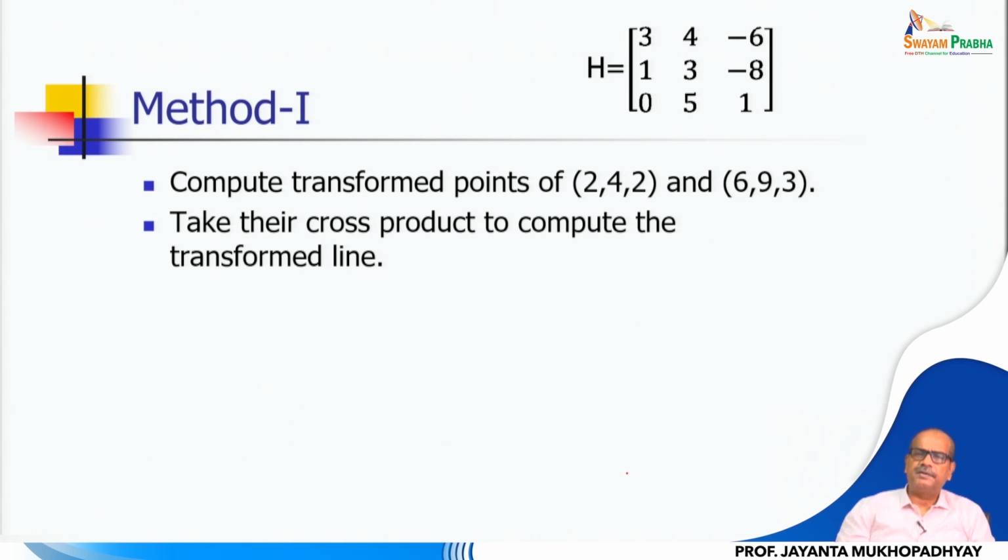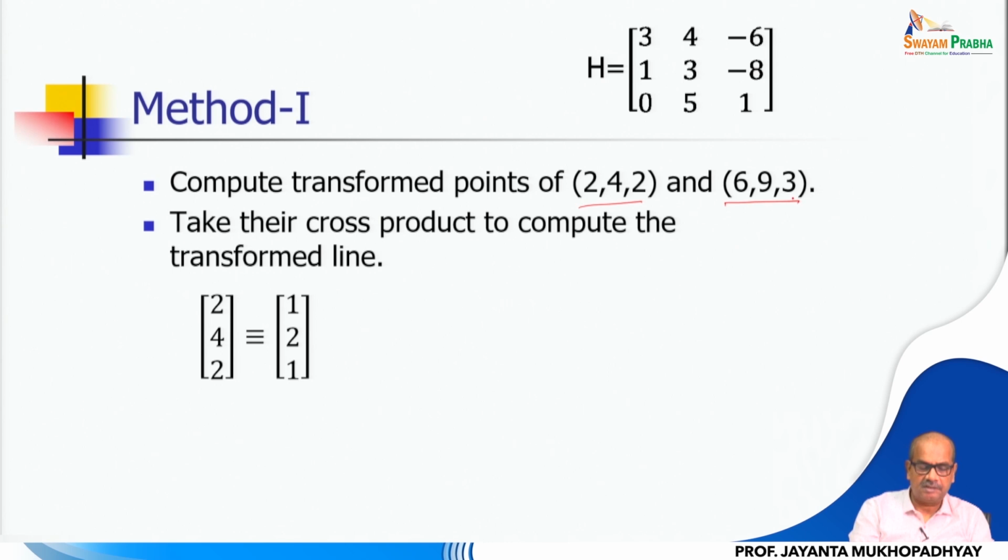There are different ways you can compute this. You can transform the points, and then in the transformed space, as you know, 2 points define a line, so those 2 points lie on the transformed line. From there you can get the line by taking the cross product of those 2 points. In this case, we are transforming these 2 points, (2, 4, 2) and (6, 9, 3) in the projective representation. This is an equivalent representation just to make these numbers a bit smaller, though they are not very large, but still some further reduction is possible, so I am taking the further reduction.